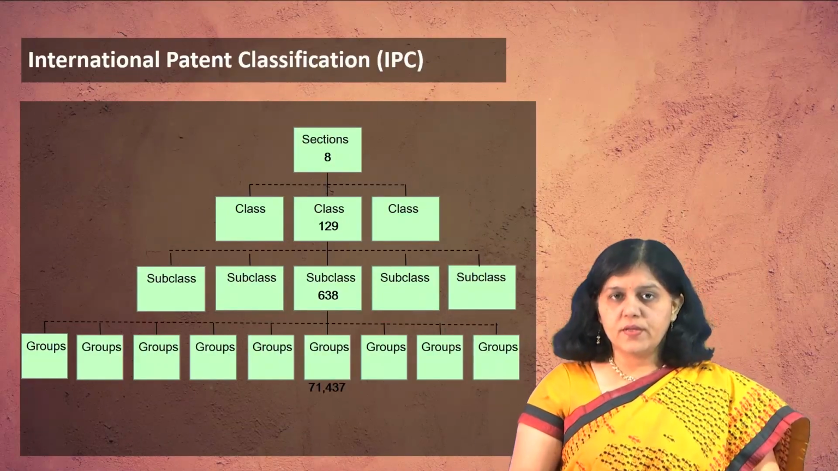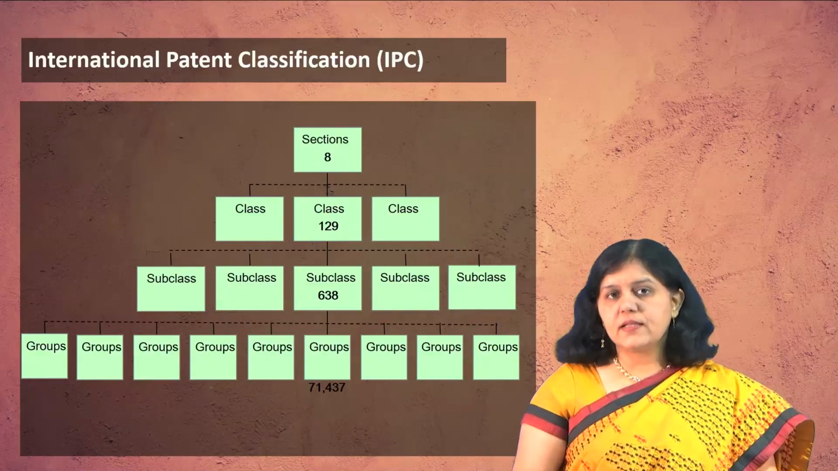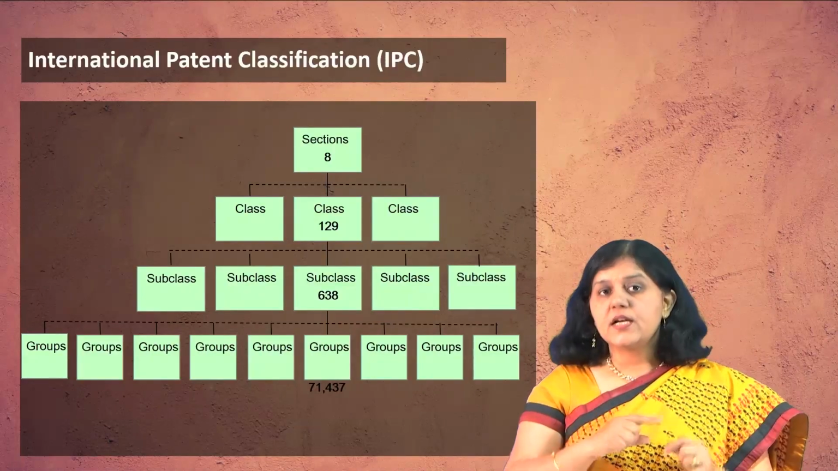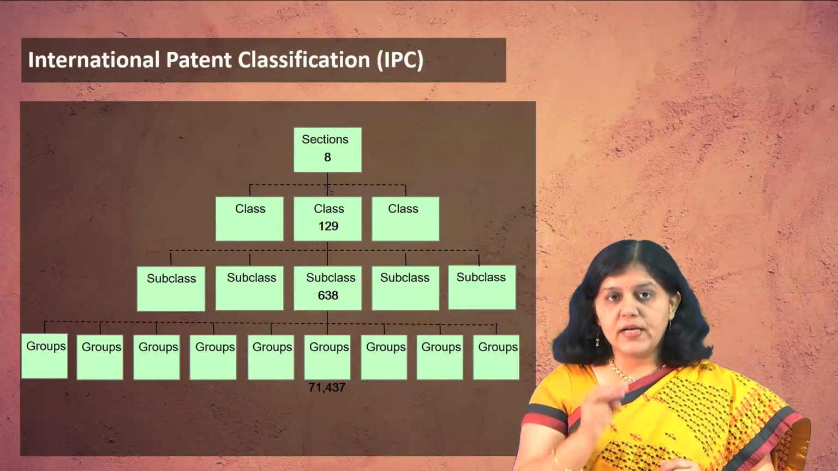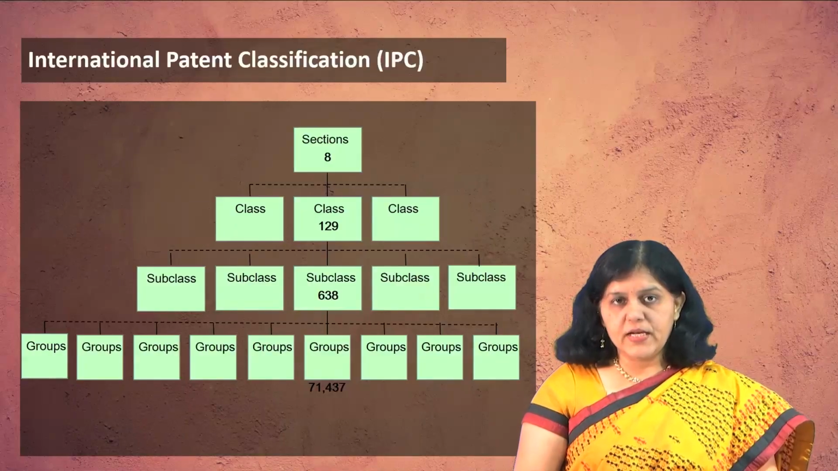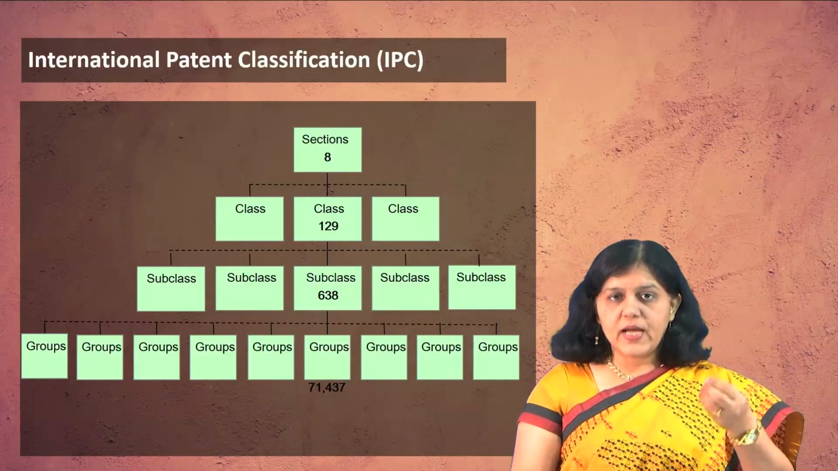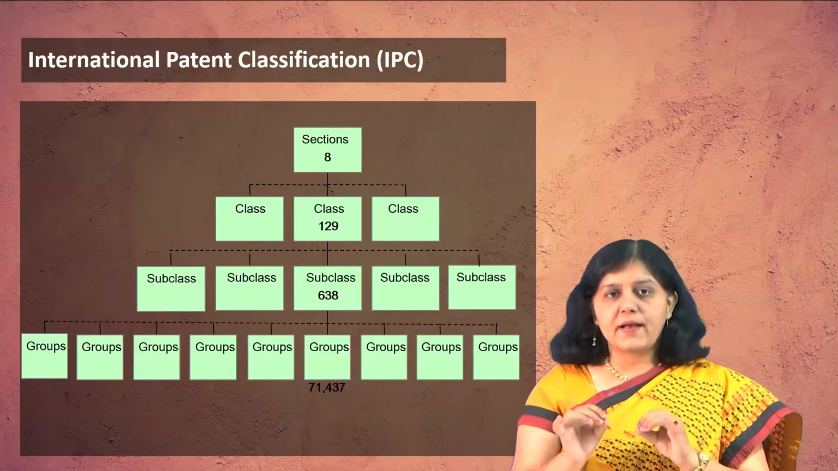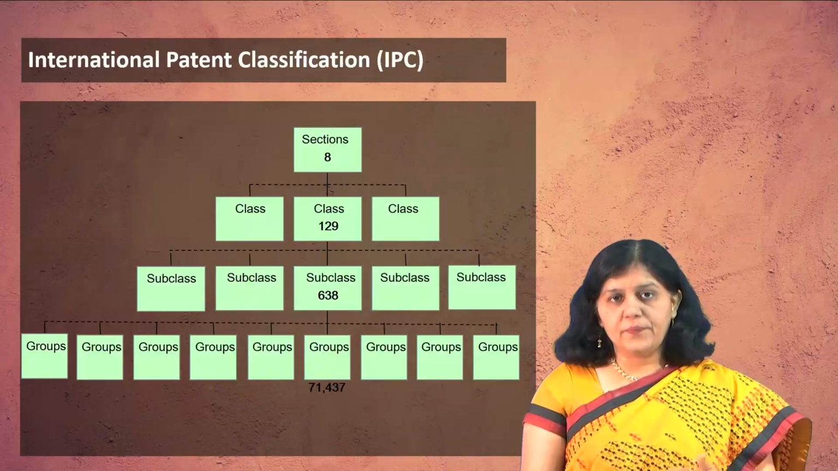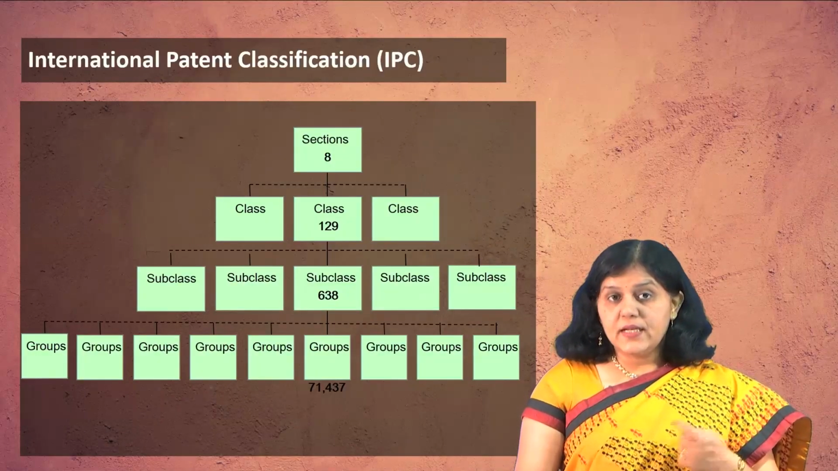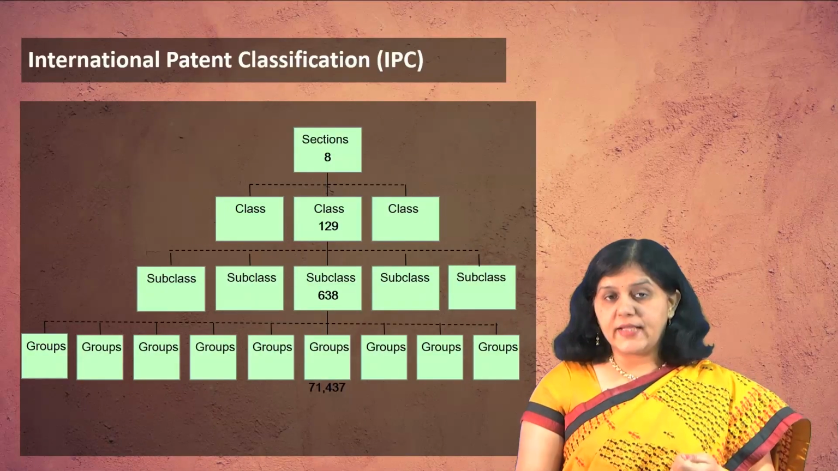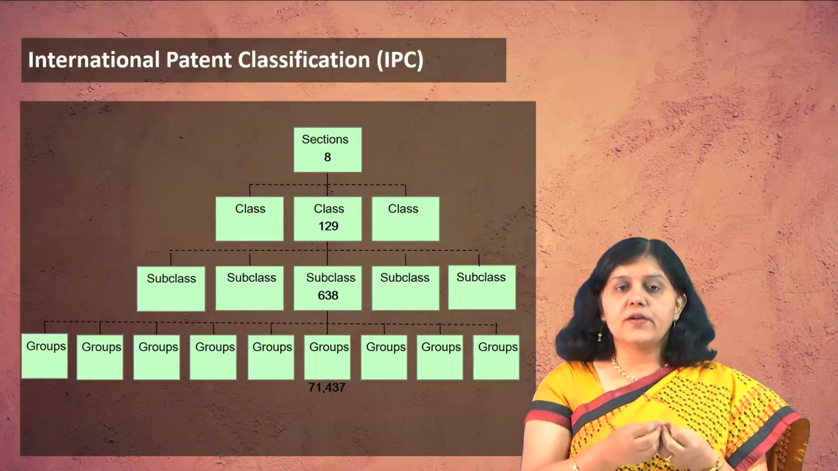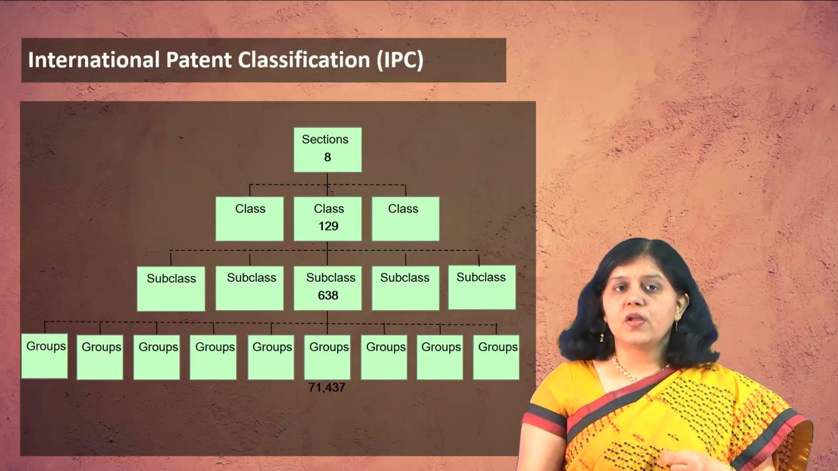So, always we have to remember that a section is alphabetic, it is A, B, C, D, E, F, G, H, right. A class is always numeric and it is always a 2-digit number, right. So, as an example, if you take H and 01, it represents section H and class 01, okay. Now, the class title gives an indication of the content of that class. So, here when we see the section, for example, if you visit section H, what will you see?